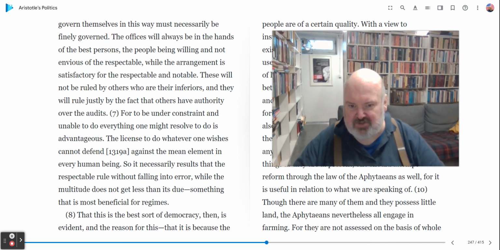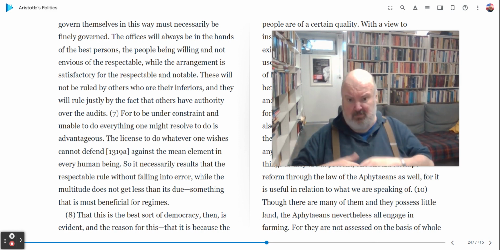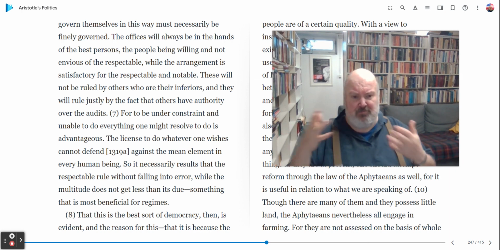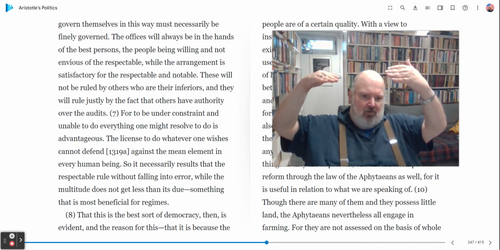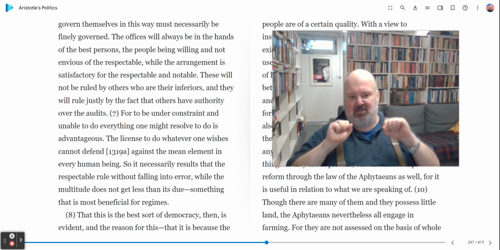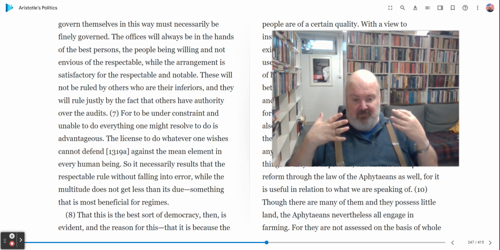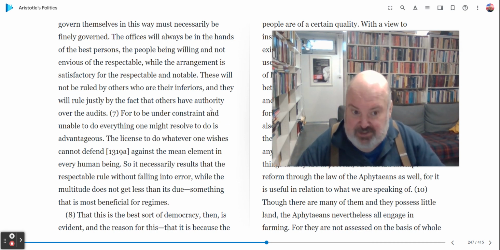For to be under constraint and unable to do everything one might resolve to do is advantageous. In other words, restraint. You simply can't do whatever you want. This is the point in Book 3 about the necessity for law. As long as law rules, it moderates both oligarchy and democracy. It's only when law is lost or dismissed and the will of the rulers is allowed to do as it pleases that tyranny is produced. And that's why the regime without law, the rule of the mass, the urban democracy that is ruling without law, or the dynastic oligarchy that's ruling without law.